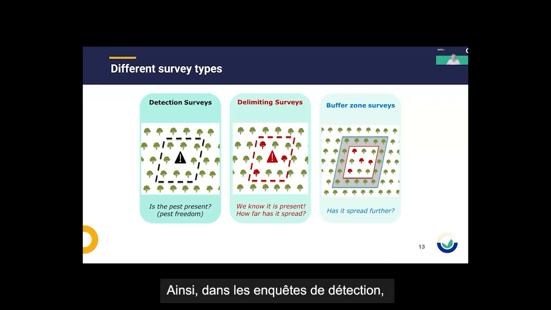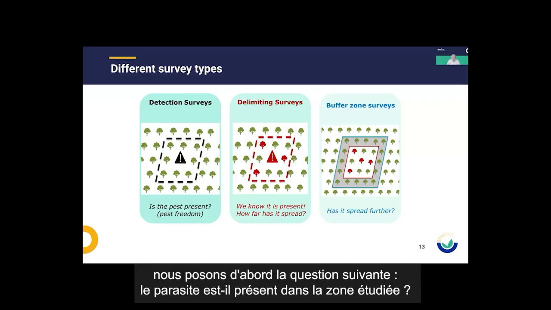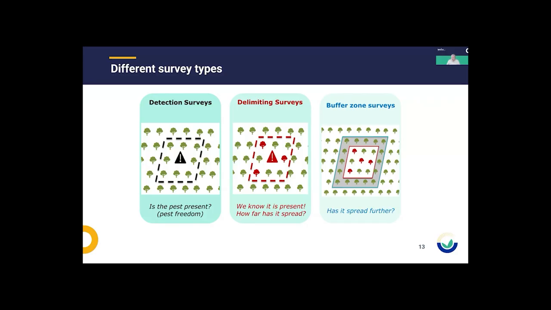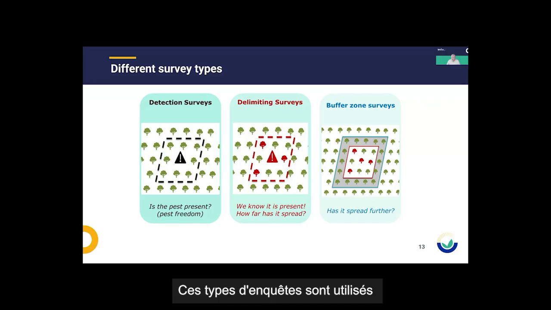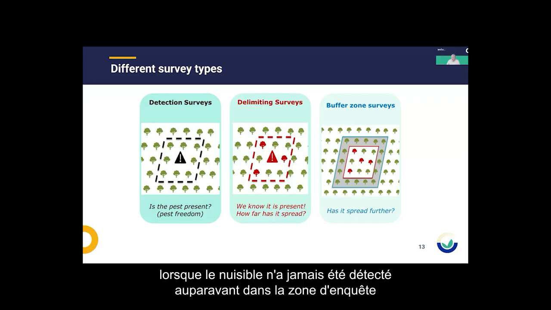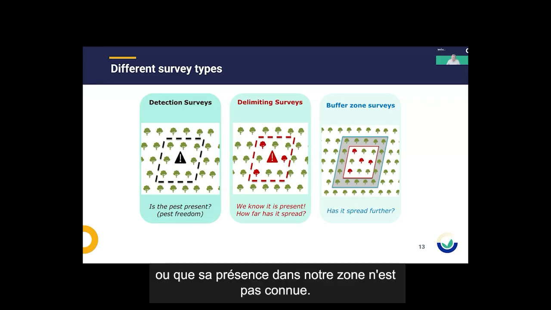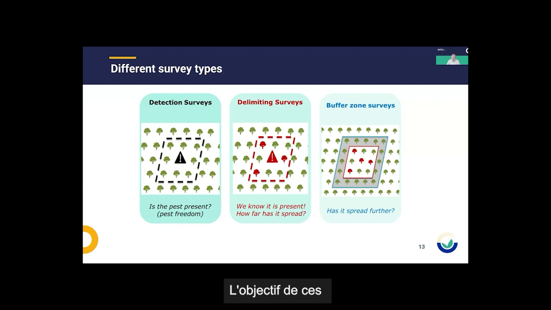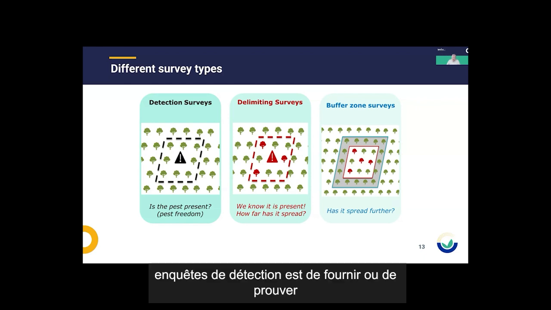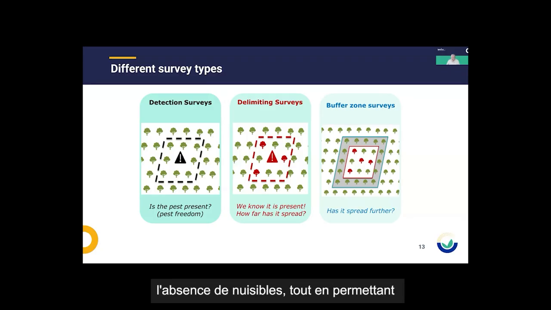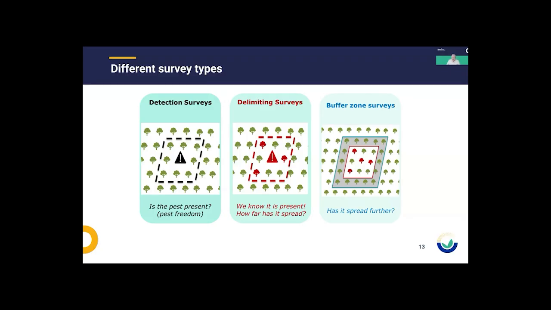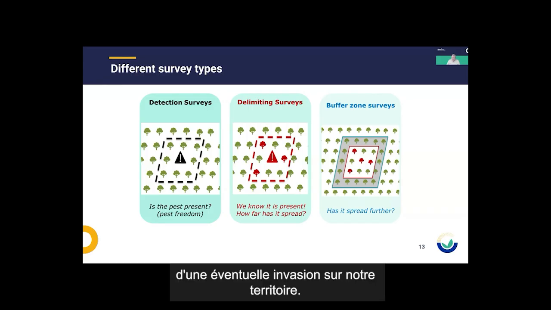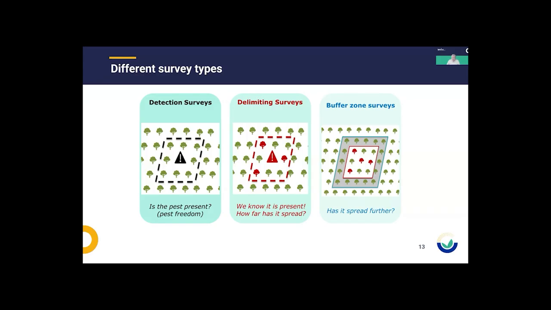First, in detection surveys, we ask if the pest is present in the survey area. These surveys are used when the pest has not been previously found in the survey area, or is not known to occur in our area. So the aim of detection surveys is to prove pest freedom, while also enabling the earliest possible detection of invasion and incursion in our territory.